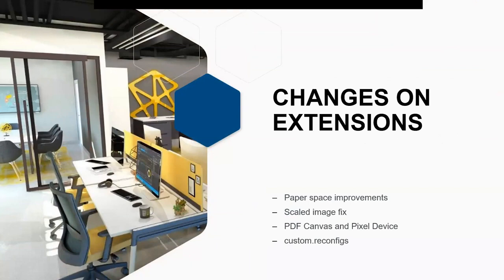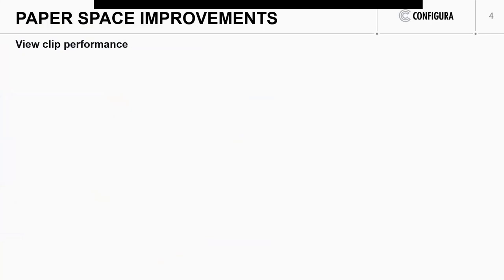Okay, first we will cover the new changes on the extensions. What I will cover is first the paper space improvements, then a fix about a scaled image, then regarding PDF canvas and pixel device, and lastly about reconfiguration tools. So first, the paper space improvements.